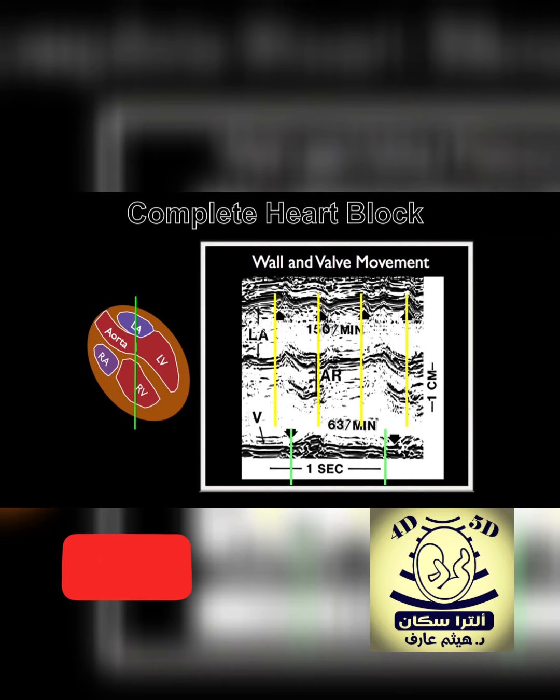This is an M-mode recording through the atrial and ventricular walls demonstrating two distinct different rates, independent of each other. In this example, the ventricular rate, demonstrated by the green lines, is 63 beats per minute. The atrial rate, demonstrated by the yellow lines, is 150 beats per minute.